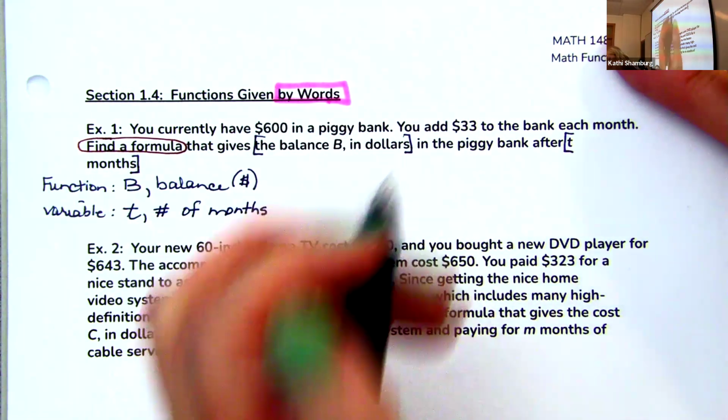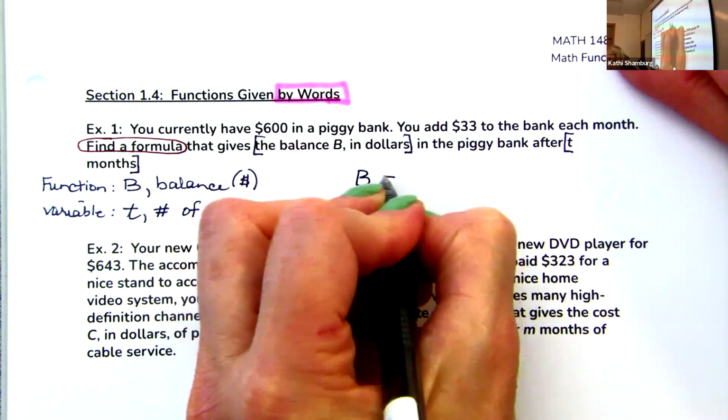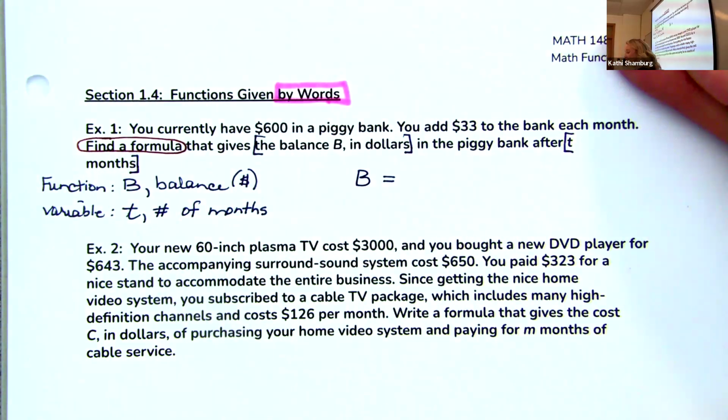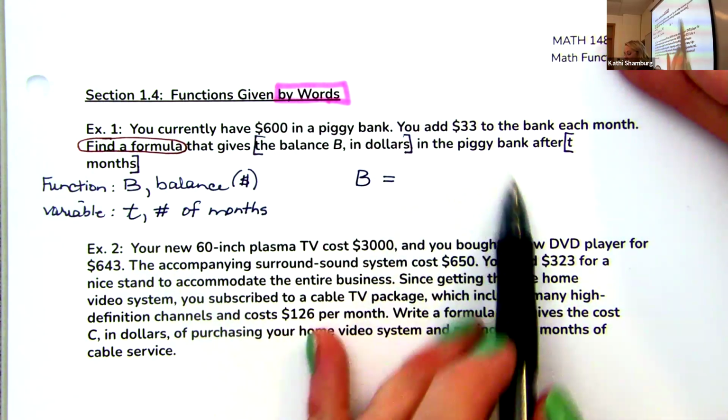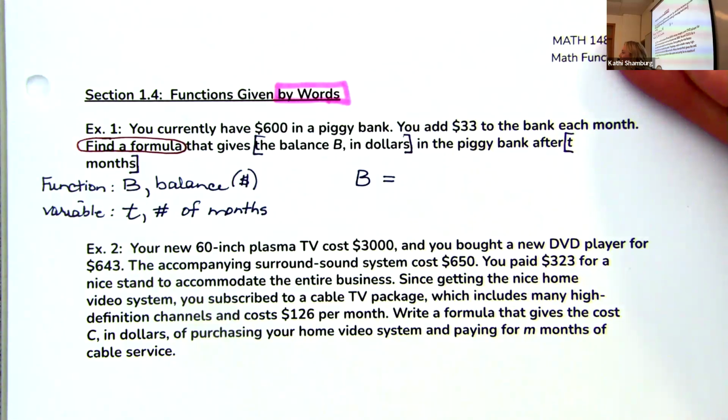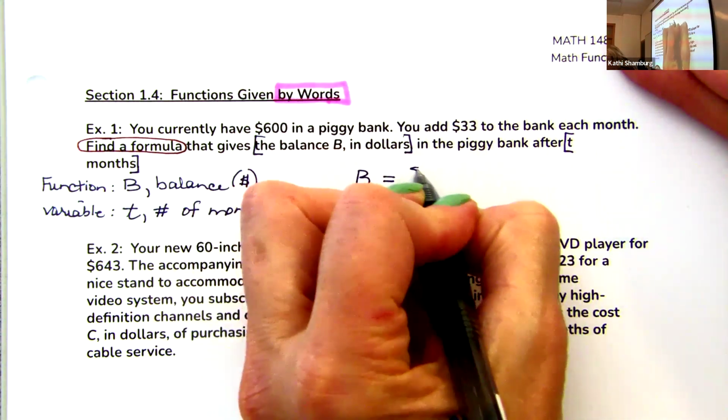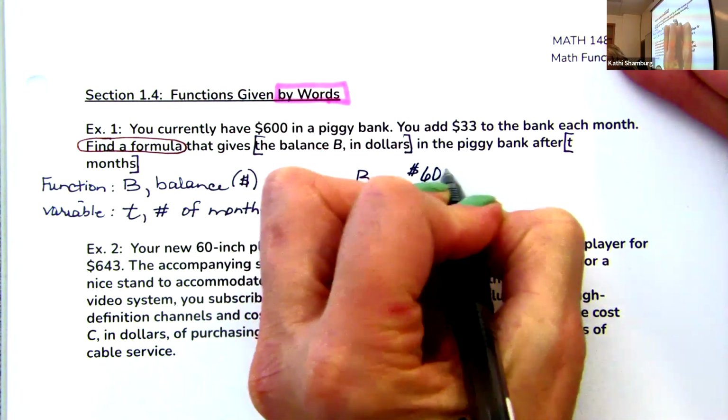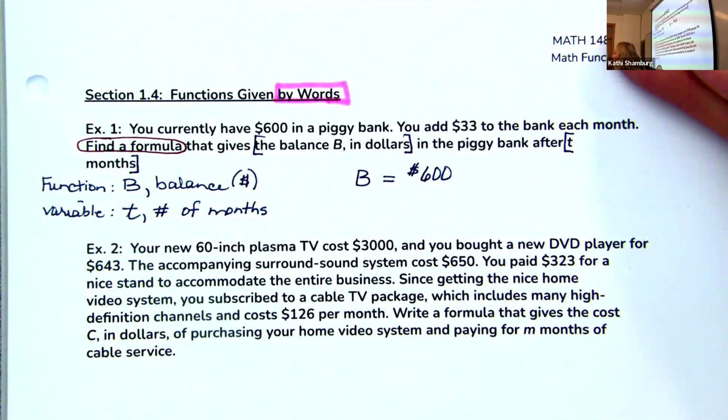All right, so I know my function B equals, and now I've got to come up with a formula that's going to have some numbers and the variable T in it. What's a number that you know you have this amount of money and it wouldn't matter what happened, wouldn't matter how many months came and went, you still have this amount of $600. This is what we call our fixed amount. So you start out with $600, right?